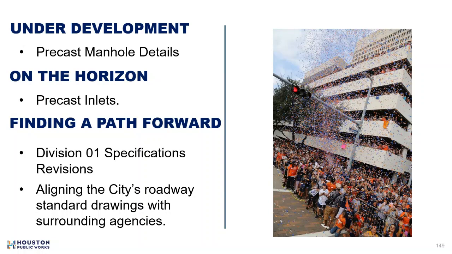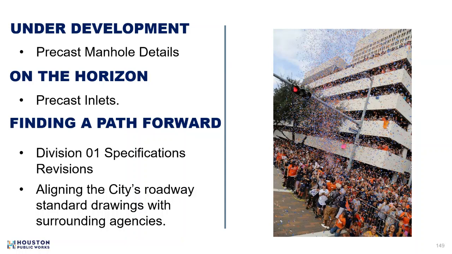One item under development is precast manhole details. We have been working extensively. This has been a great collaborative effort over the last really year and a half. Since the Chapter 9 cycle, we went through that. We identified some of the issues. We'll touch on that. But we've really been working on national, state, and local level to come up with new precast manhole details. On the horizon shortly after, the intent is precast inlets.